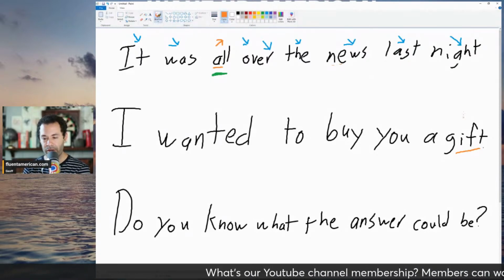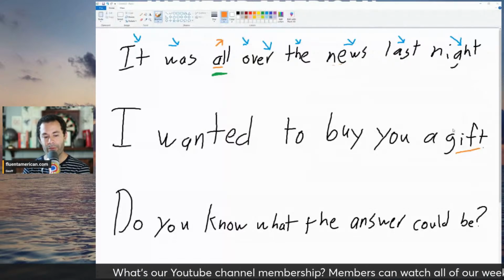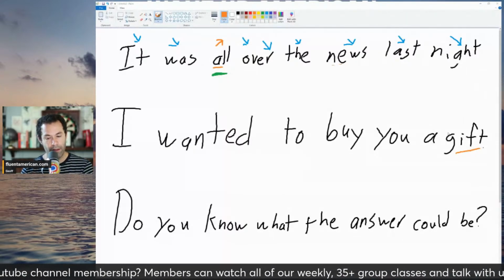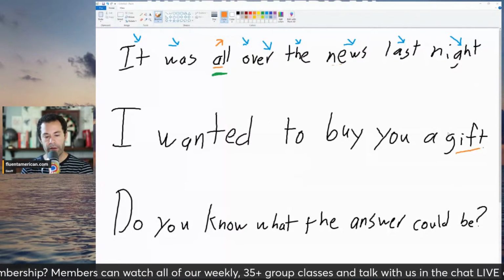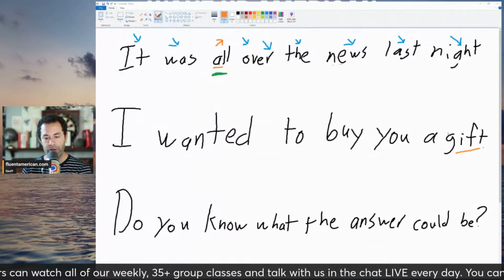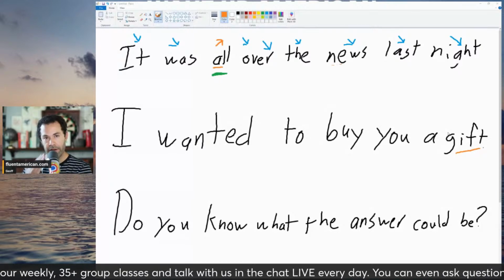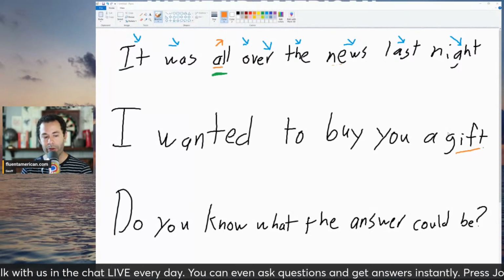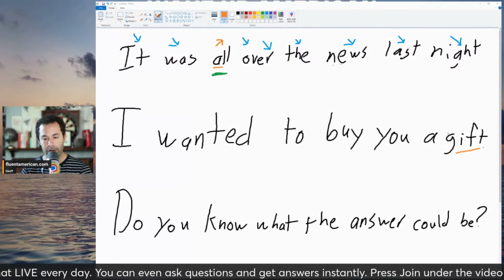Can you hear the difference between the rhythm in those two? I wanted to buy you a gift. Okay, so in the first one, I'm stressing wanted, buy, and gift, and then the last one, I'm just stressing gift. So you can again kind of detect the difference in rhythm that this has when I allow my thought group to go a little bit longer.